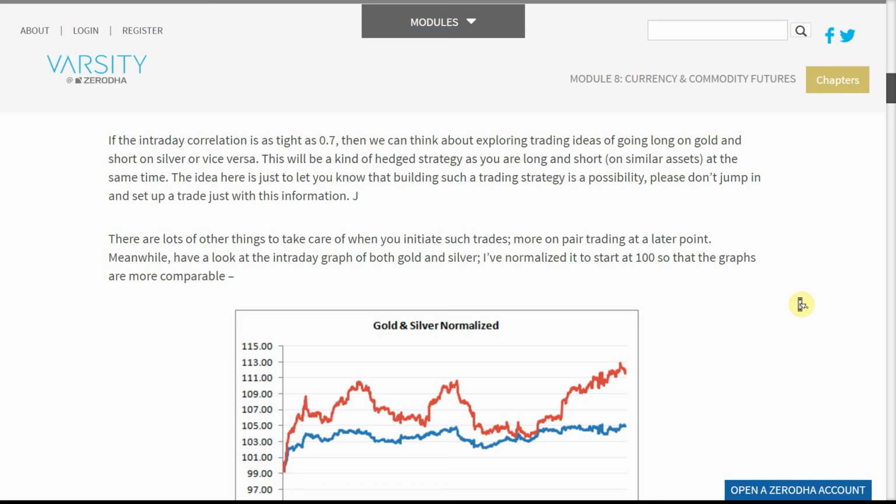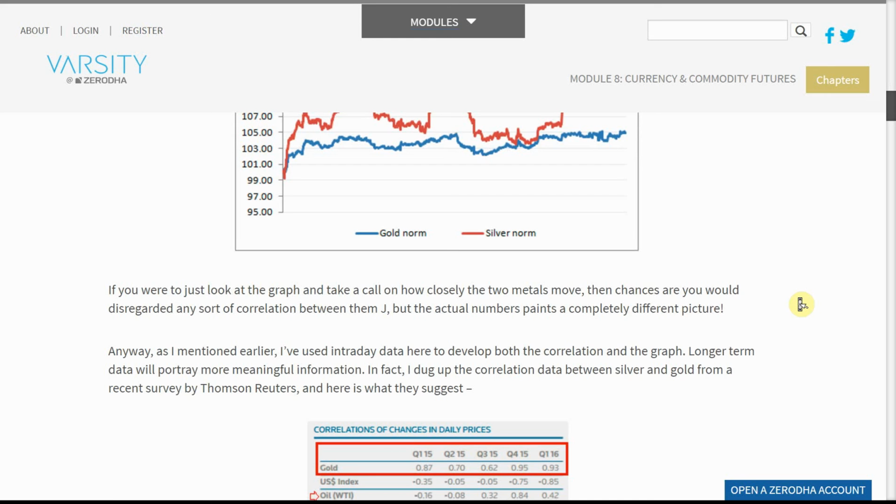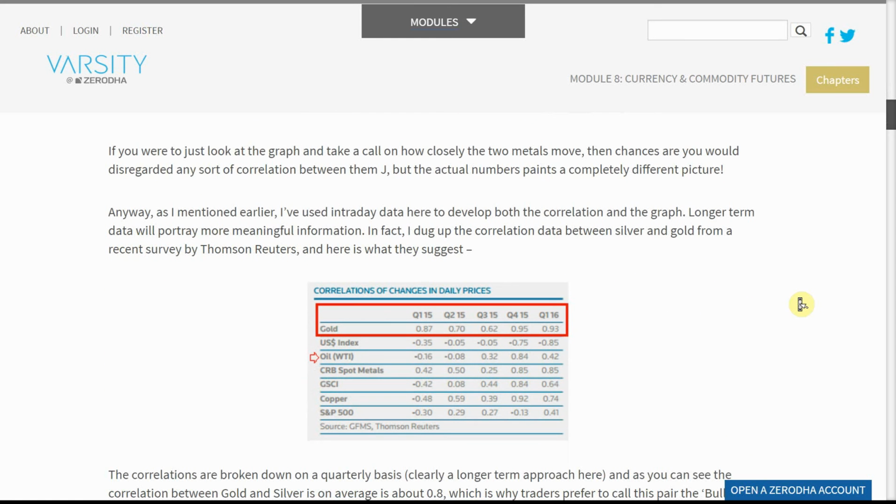I've normalized it to start at 100 so that the graphs are more comparable. If you were to just look at the graph and take a call on how closely the two metals move, then chances are you would disregard any sort of correlation between them. But the actual numbers paint a completely different picture. Anyway, as I mentioned earlier, I've used intraday data here to develop both the correlation and the graph. Longer-term data will portray more meaningful information.